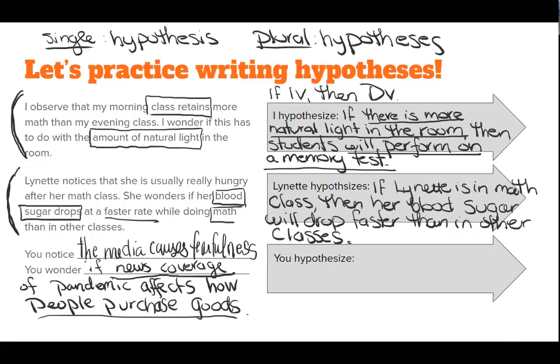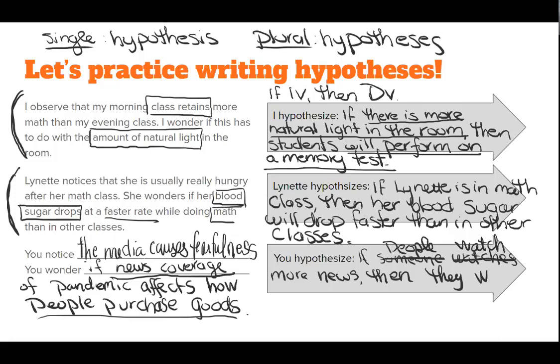Now, it doesn't mean that's the only thing making an effect. It's just that we've got to narrow it down in order to do a good test. That's two really easy. Someone watches more news, then they are more likely to go out and panic buy. So I'm going to say if people watch more news, because I don't just want one person, I want a group of people for a good study, then they are more likely to go out and panic buy.